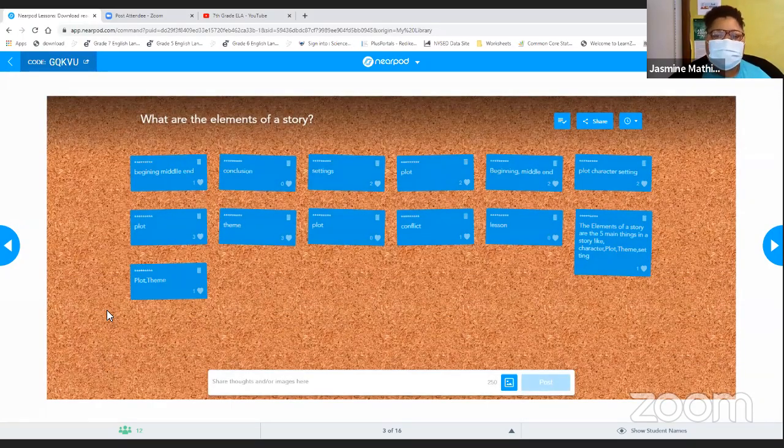All right, so let's take a look. So I see that we have some plots. Do we agree that plot is an element of a story? Y'all can let me know in the chat. Settings, do we agree? Okay. Theme, do we agree? Okay. I see some themes here. Plots, themes. Hermione?